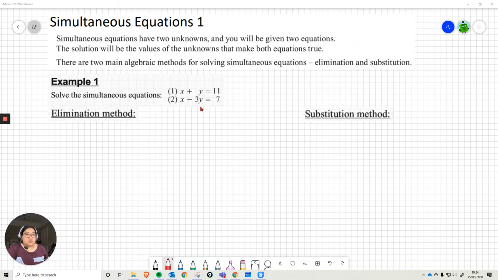And we solve them simultaneously. We work the two equations out together. The reason we have two equations is because we have two unknowns. If we have three different letters, three unknowns, then we would need three equations and so on.